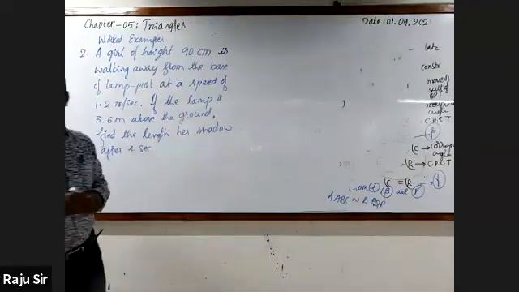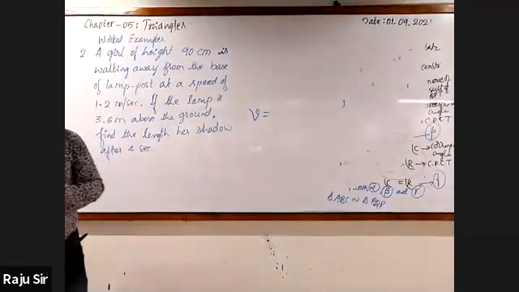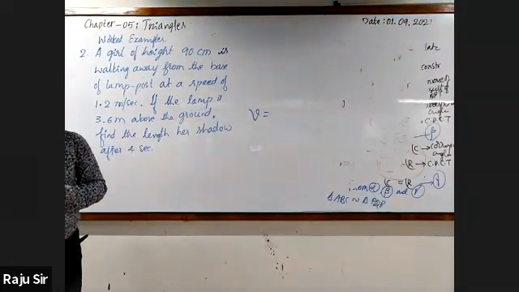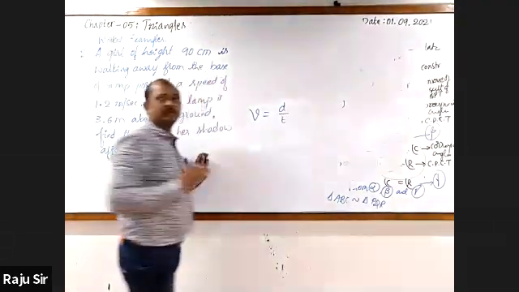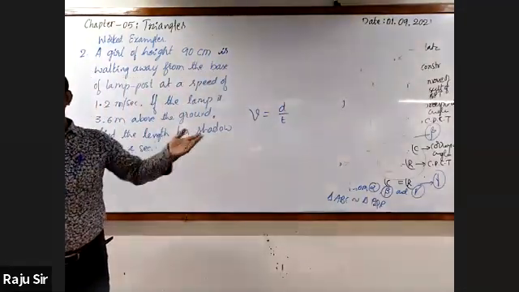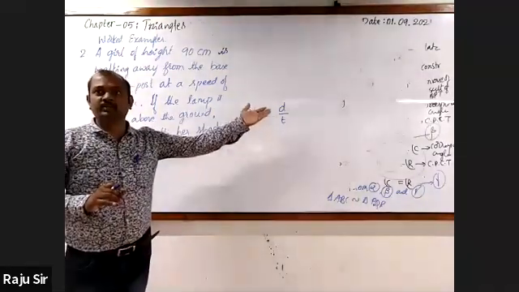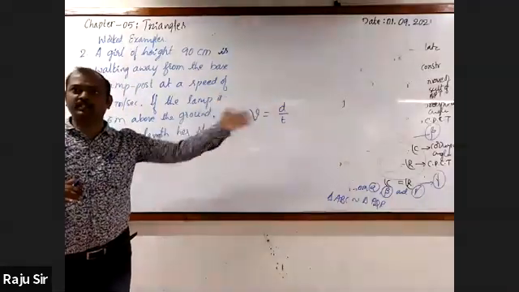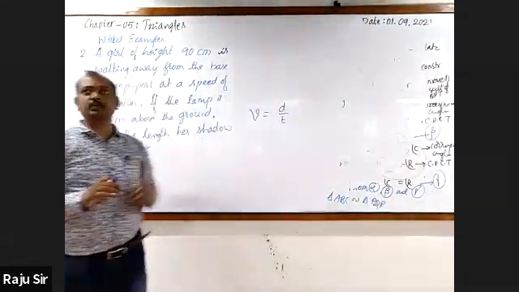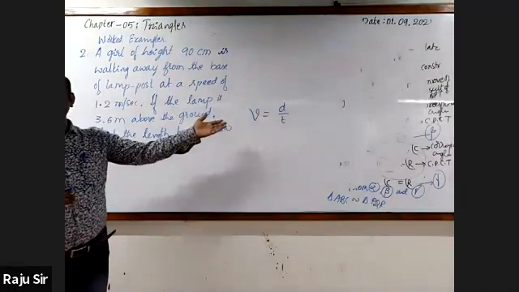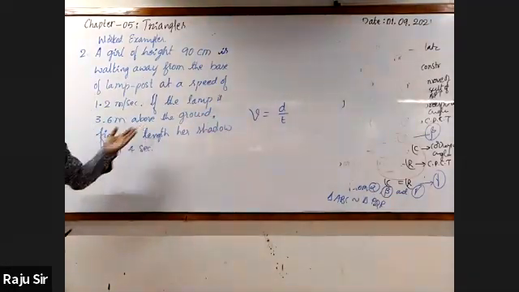And the speed concept. Speed, what is it? How do you define it? Distance traveled by a body in unit time can also be defined as rate of distance or rate of displacement, and the formula is v equals d by t. Then what is its SI unit? Meter per second.